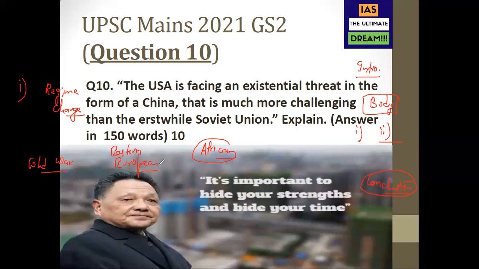Because China does not interfere too much in others' affairs, this has gained many allies for China in the developing world. So you can talk about this. This will be your first point. What else can you talk about?